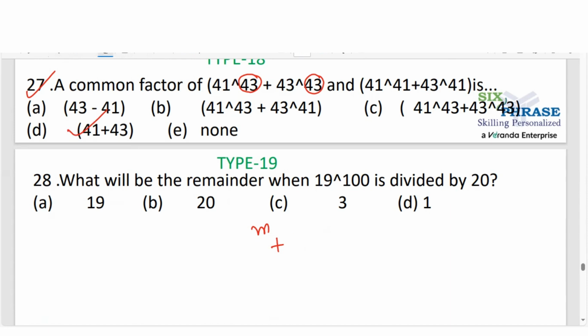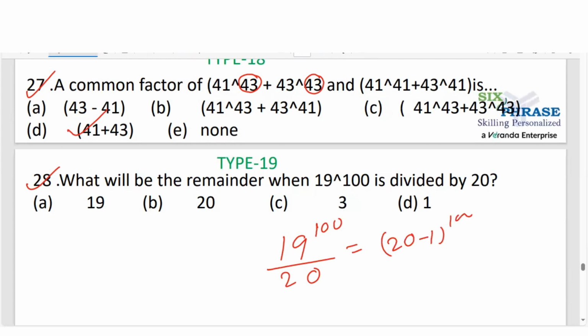Now the one last question here. Again, this is a very important question. What will be the remainder when 19 to the power 100 is divided by 20? Same technique we already explained before. So now you can find it very easily. We can write 19 as 20 minus 1, so (20 minus 1) to the power 100, divided by 20.